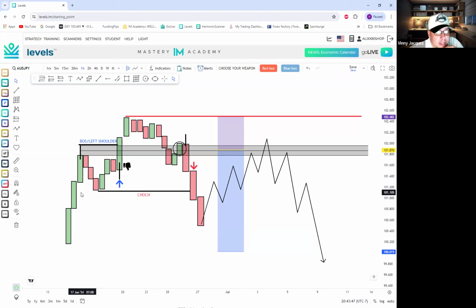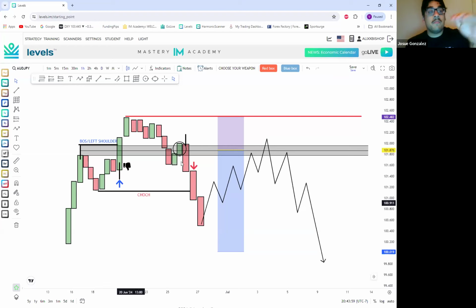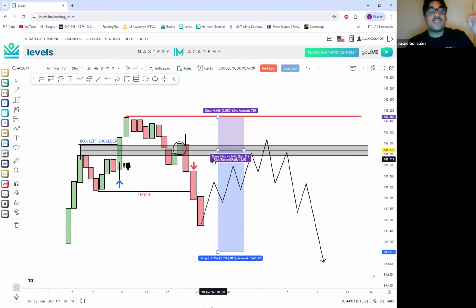How do I know where to place my entry? Like at the first touch, in the middle of the zone, or at the end of the zone?